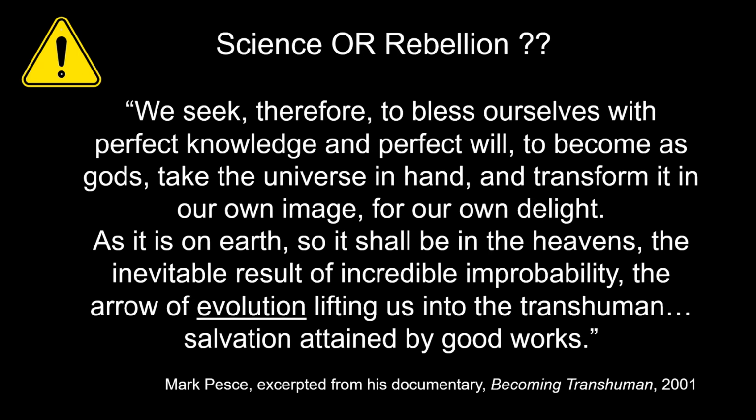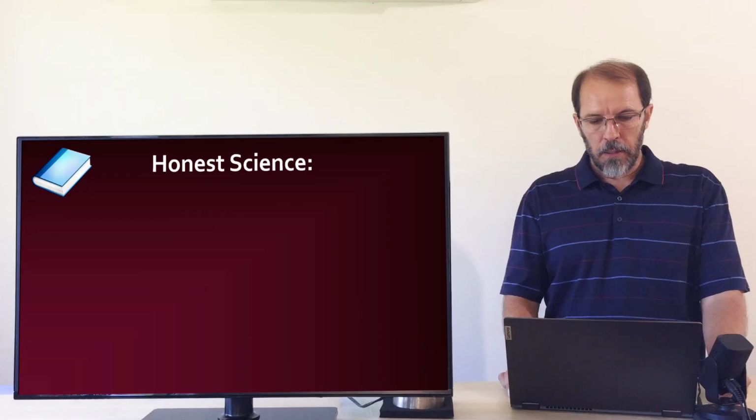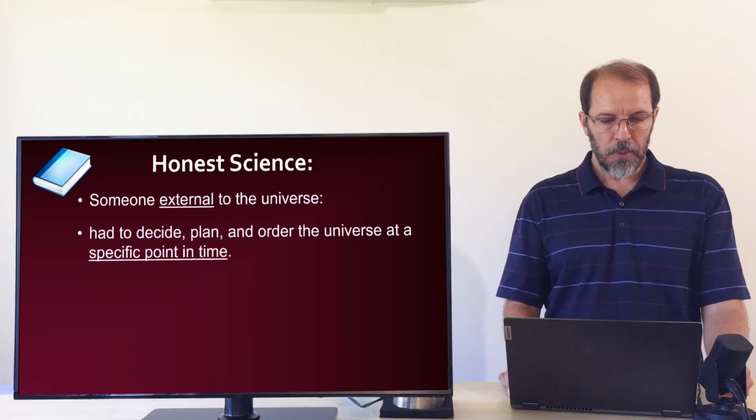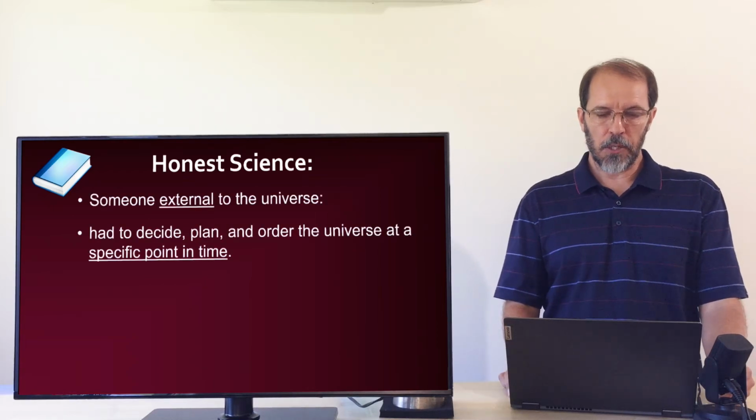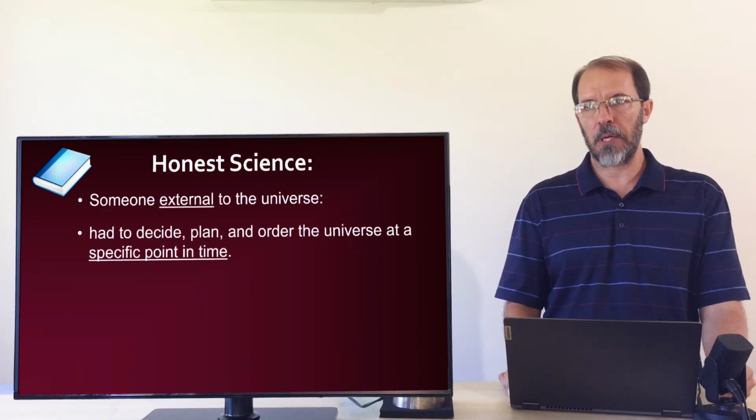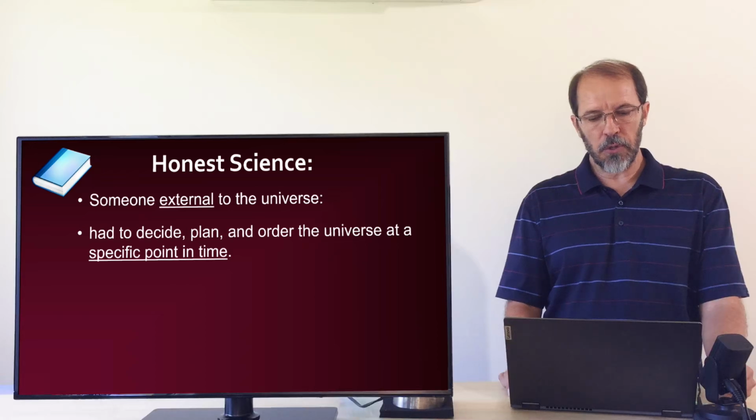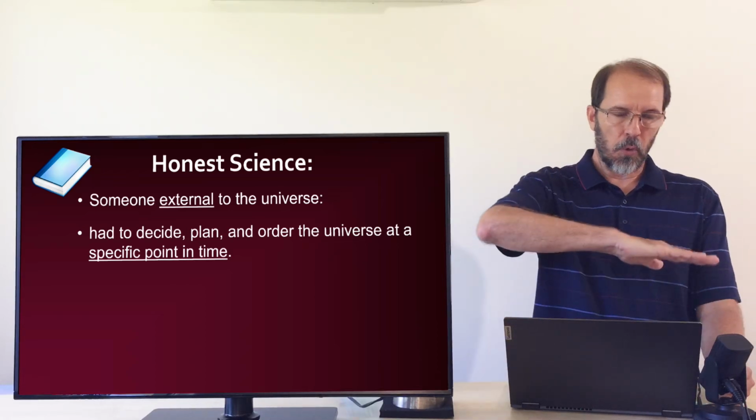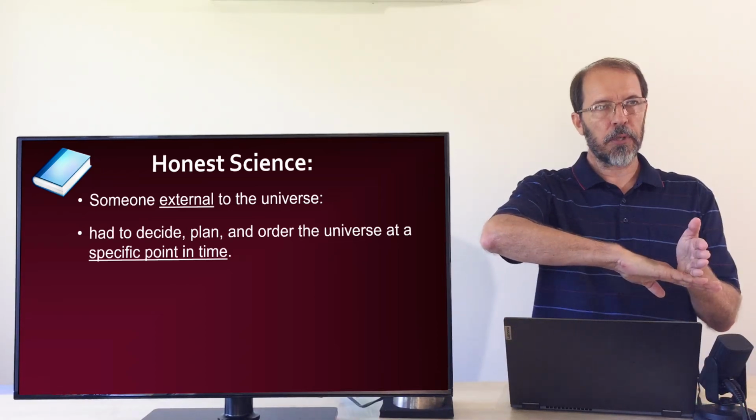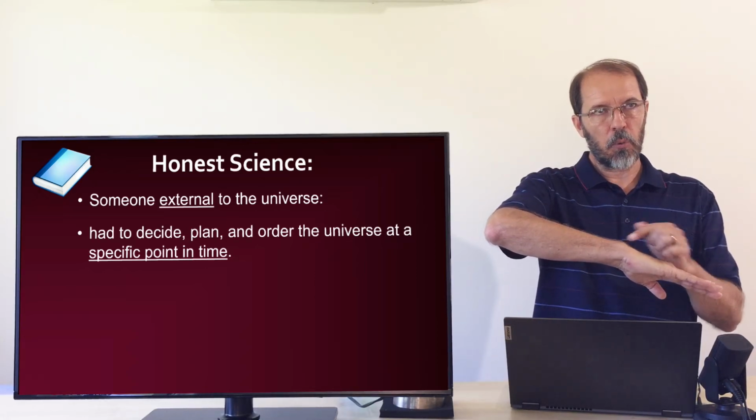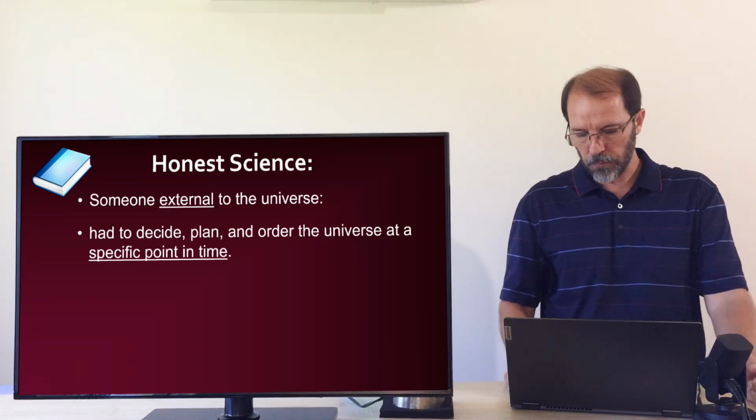So rather than these ridiculous lies and overconfident rebellion, let's state what honest science has taught us today. Someone external to the universe cannot make itself, the law of causality. Someone had to decide, plan, and order the universe at a specific point in time. The law of entropy, a decision at a certain point in time. And only after the decision can we plan, design, and then work to establish the order.